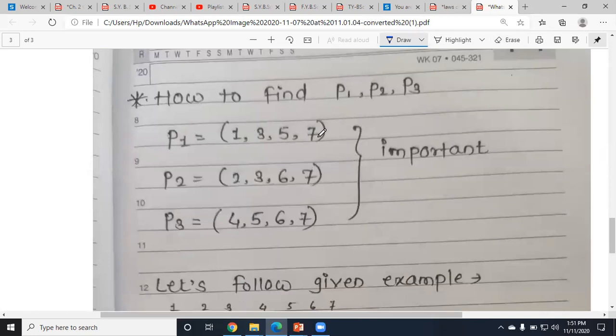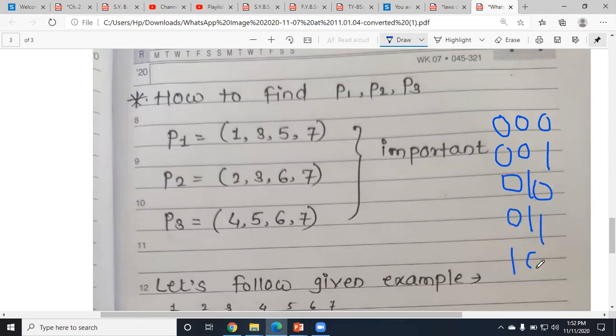For P1, we have to consider places 1, 3, 5, 7. Now why 1, 3, 5, 7? See here, how many parity bits do we have? 3. So everyone is aware how to represent a 3-bit binary number. Everyone knows, but nobody is going to talk. 0, 0, 0. Okay, 0, 0, 1. 0, 1, 0. Tell me fast. Okay, 1, 2, 3, 4, 5, 6, and the last one is your 1, 1, 1.